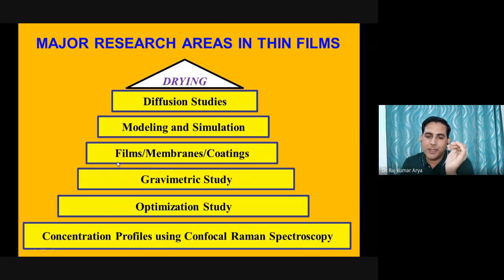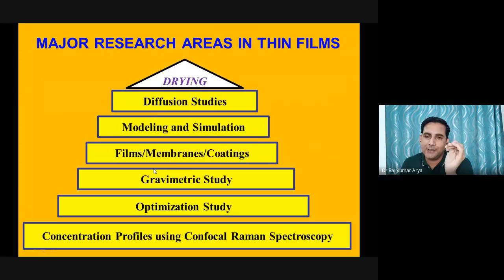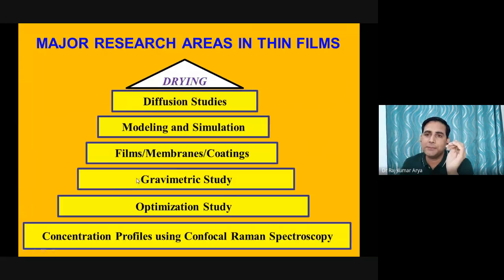Then in the case of films, you have films, you have membranes, you have coatings. These are some classifications. So what studies can be done? You can coat a film and just take its mass loss. That is the first part.